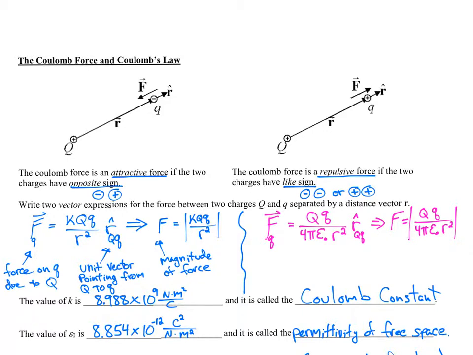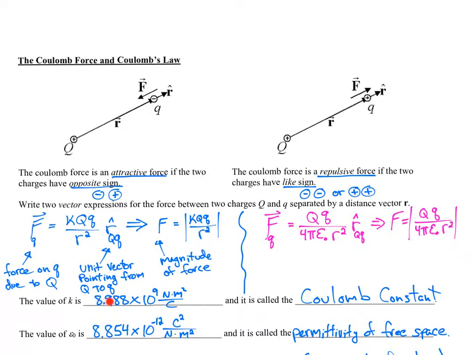And again, don't worry too much about the vector form of this equation. You should be thinking magnitude of force and then think about the direction separately. Use your common sense. Is it attractive? Is it repulsive? Is the force going to point up, down, left, or right? And is that in the positive or negative i or j direction depending on your coordinate system?